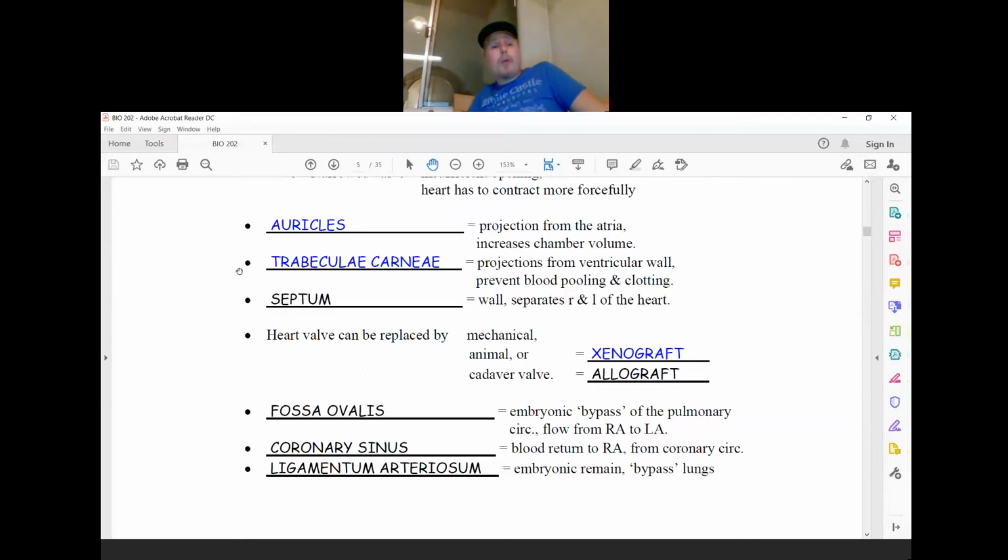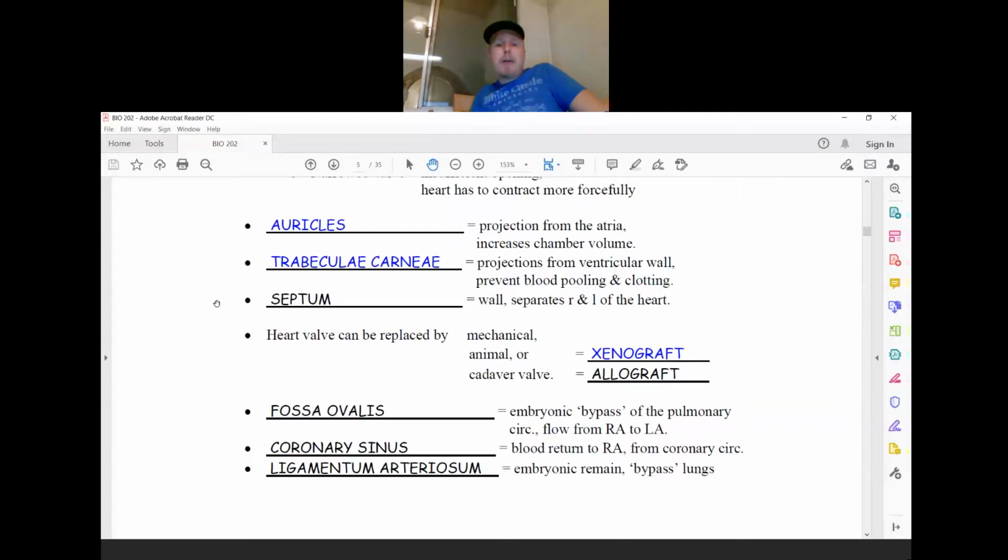Another structure that's worth noticing inside our ventricles is trabeculae carneae. These are projections from the wall of the ventricles, and these projections serve the purpose that blood doesn't get to pool and stay still within these ventricles. When blood stays still and doesn't move, it tends to start clotting. So we don't want blood clots forming within the heart by any means. So that's why we have these projections from the ventricular wall. They help the blood to get mixed.